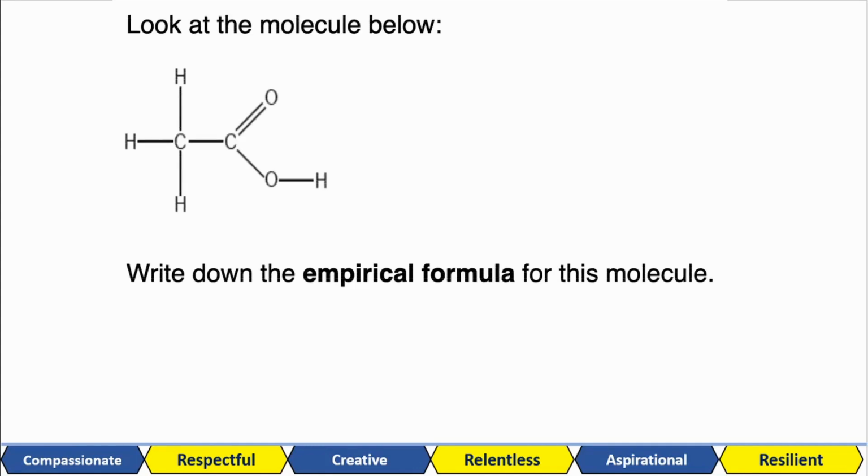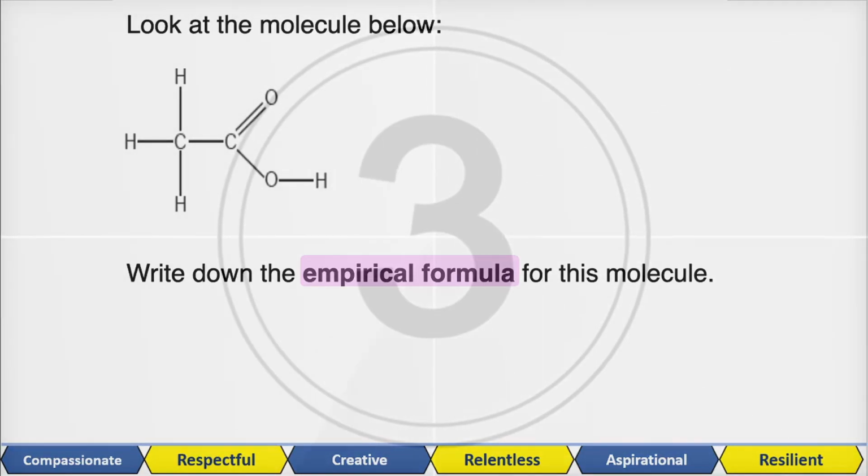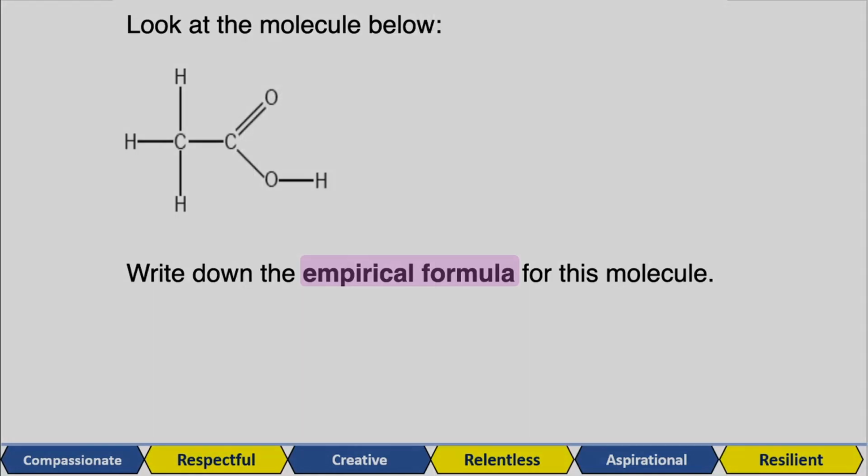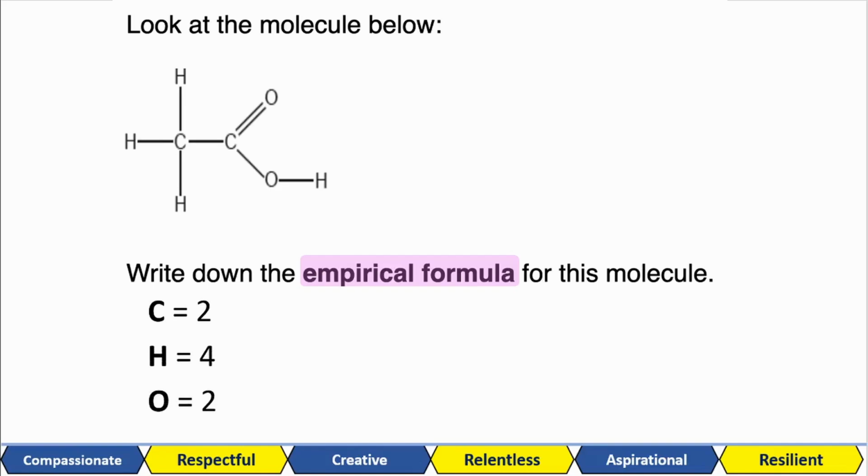This question gives us a displayed formula for a molecule, and just like our previous examples, you need to write down the empirical formula of this substance. First step would be to list the number of atoms of each element that you have. We have 2 carbons, 4 hydrogens, and 2 oxygens. To get the simplest ratio, we can divide by 2 to give us 1 carbon, 2 hydrogens, and 1 oxygen atom.